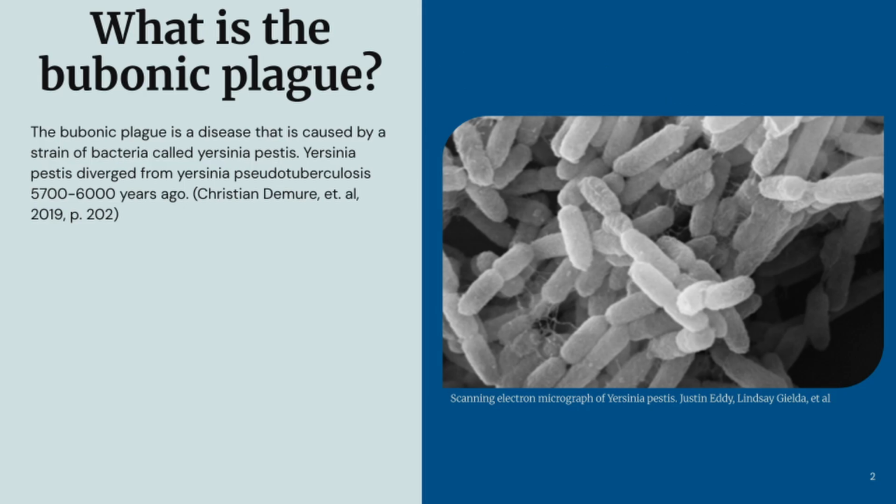All right, so what is the bubonic plague? Well, the bubonic plague is a disease that is caused by a strain of bacteria called Yersinia pestis, which diverged from Yersinia pseudotuberculosis around 6,000 years ago. And here on the right you can see I have an electron micrograph of Yersinia pestis, just to see what it looks like.